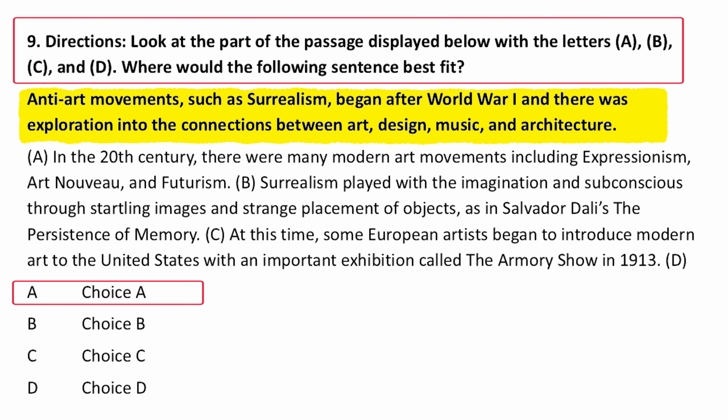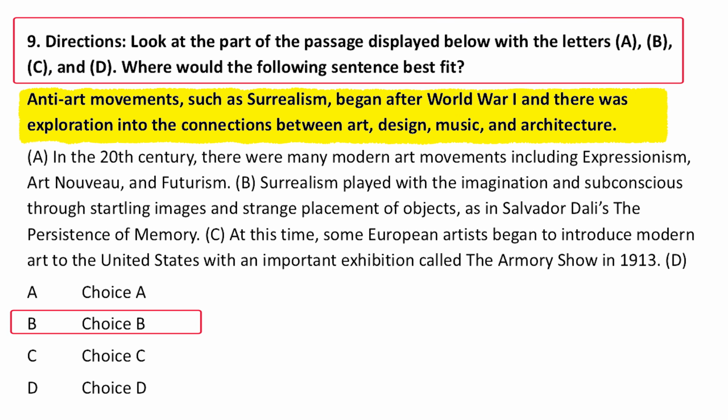That would feel out of place. So A is not the best fit. Let's continue reading. Surrealism played with the imagination and subconscious through startling images and strange placement of objects, as in Salvador Dali's The Persistence of Memory. As you can see, the sentence explains surrealism.